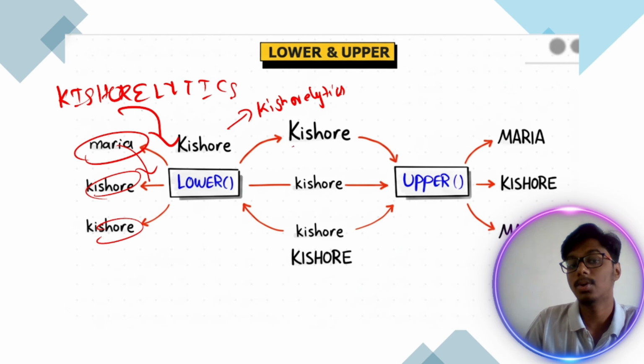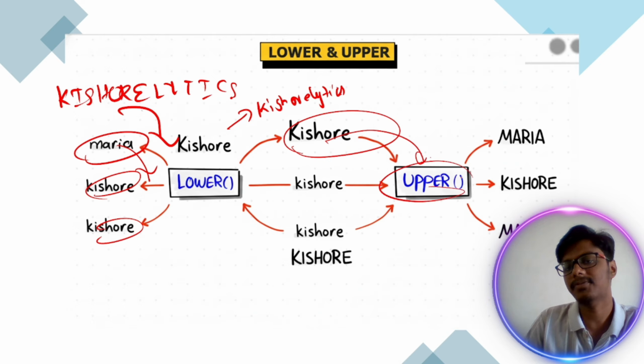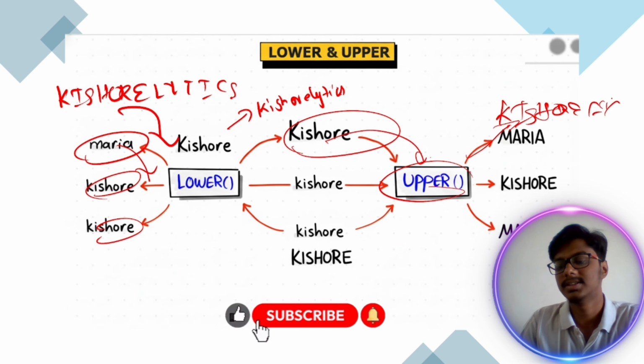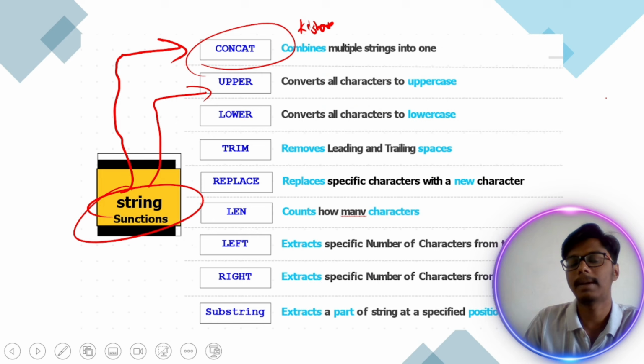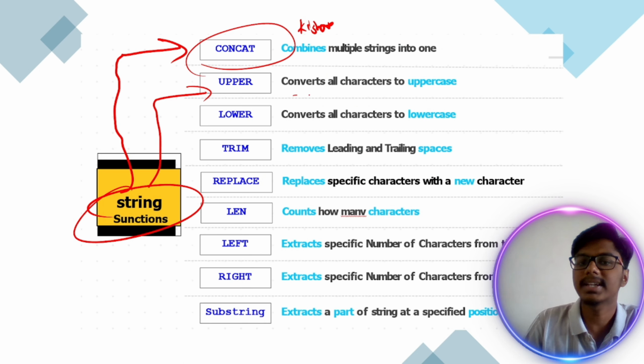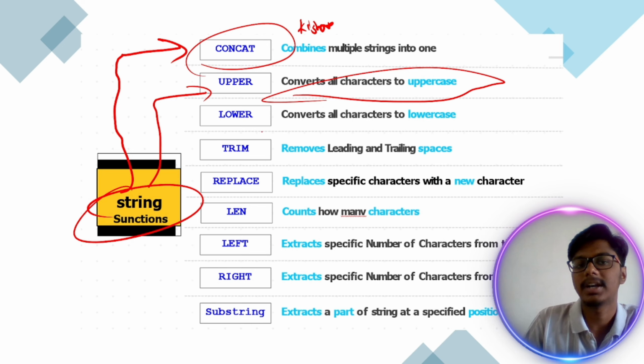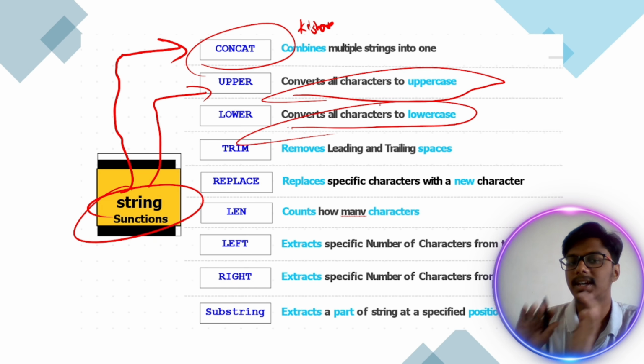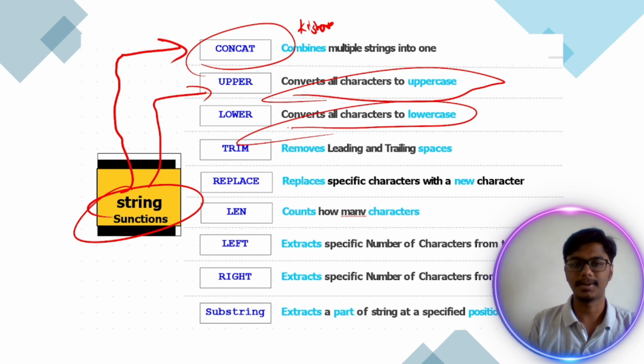And if we give lowercase letters to the upper function, it will give the output in capital letters. All of the letters will be capital. That's what the upper and lower functions do. The upper function converts all the characters to uppercase, and the lower function converts all the characters to lowercase.